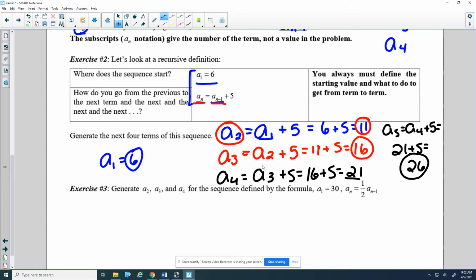Now, as you get used to this, you do not need to write that much, okay? But that's the idea of what's going on. Once you start doing this in your head, that's what's happening. Okay, so let's look at the next one.